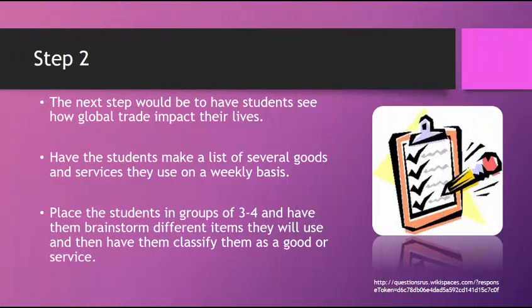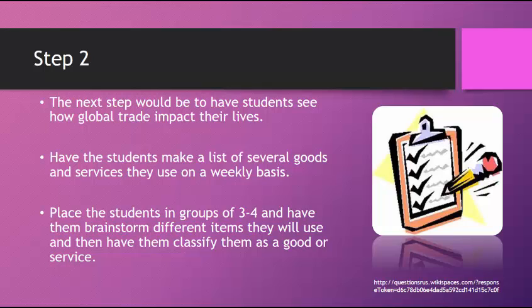Step 2. The next step would be to have students see how global trade impacts their lives. To accomplish this, and for the students to get a real sense of how much global trade actually impacts them, have the students make a list of several goods and services they use on a weekly basis. Place the students in groups of 3 to 4 and have them brainstorm different items they will use and then classify these items as goods or services. A T-chart, for example, would be a good way to help the students classify and organize their information.